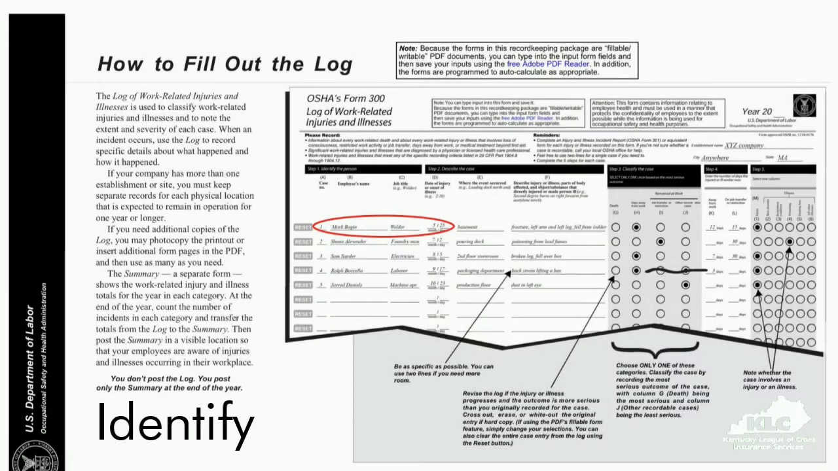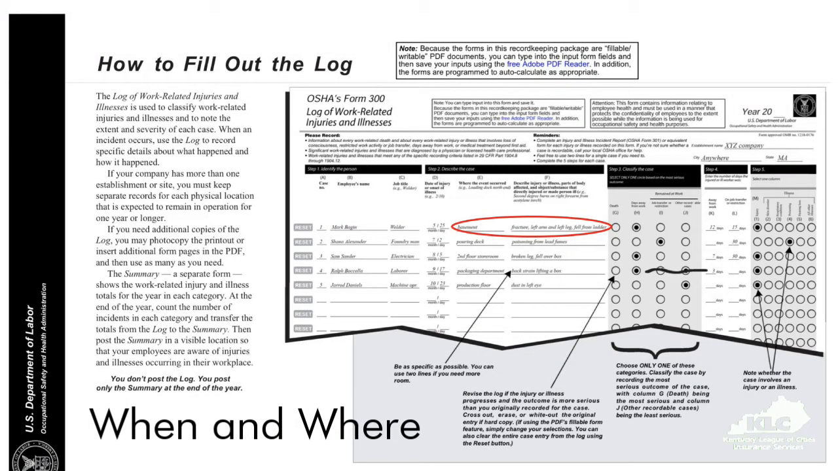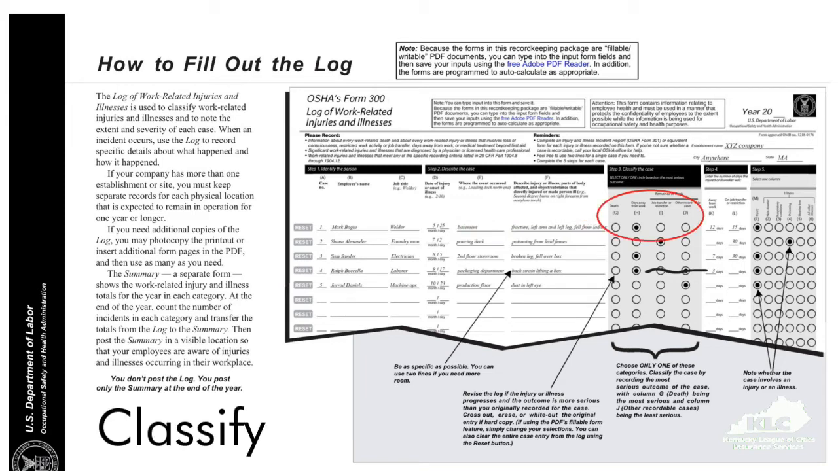First, you want to identify the employee involved unless it's a privacy concern case. Second, you want to identify when and where the case occurred. Also describe the case as specifically as you can. Next, classify the seriousness of the case by recording the most serious outcome associated with the case, with column G, death, being the most serious, and column J, other recordable cases, being the least serious.